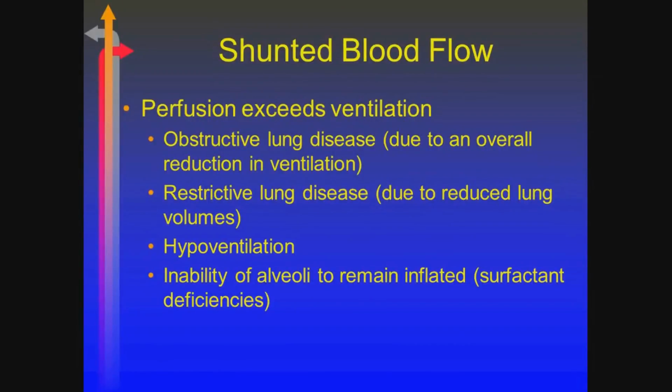Shunted blood flow is where you have perfusion exceeding ventilation, as we've talked about. Anytime you have ineffective ventilation going on, be it from an obstructive defect or a restrictive defect, you can end up having this happen. We talked about the surfactant deficiencies that you see in prematurity being an example of a large amount of shunt.